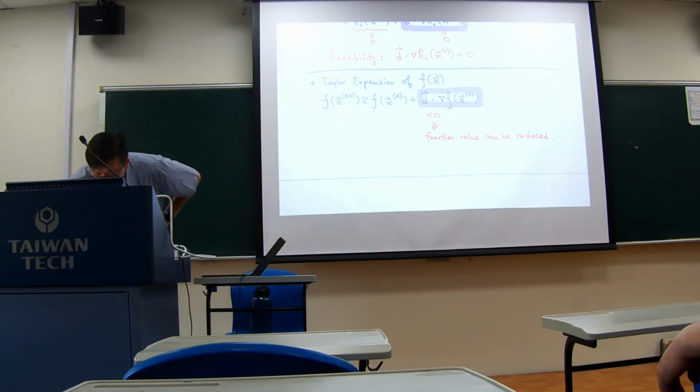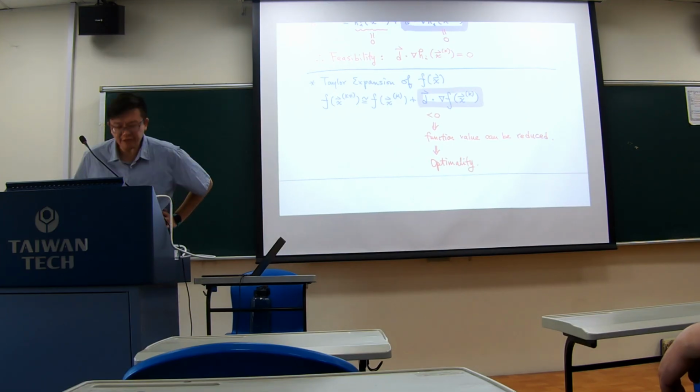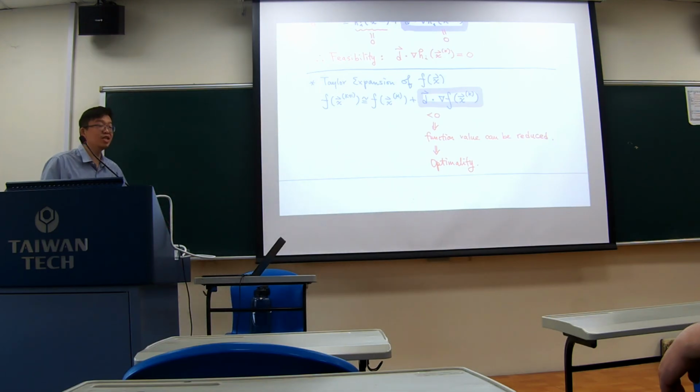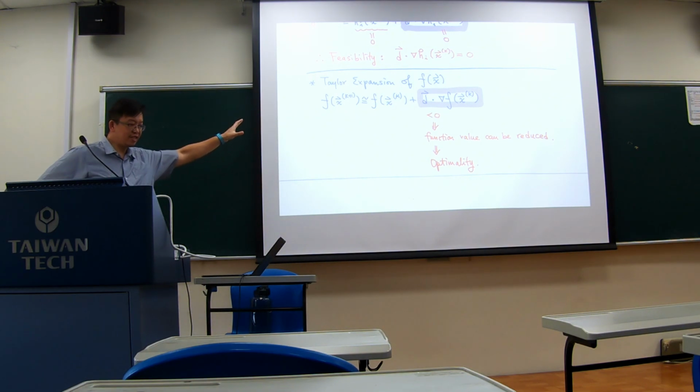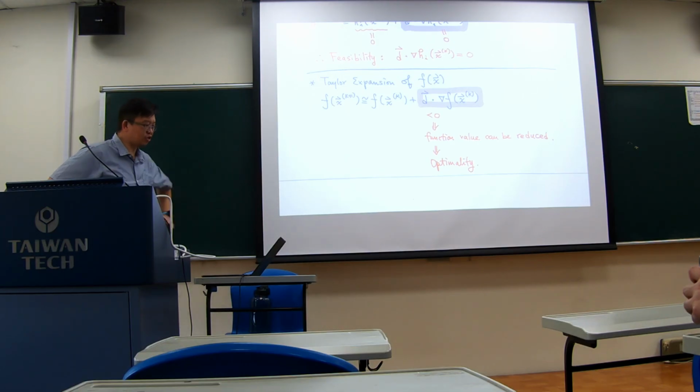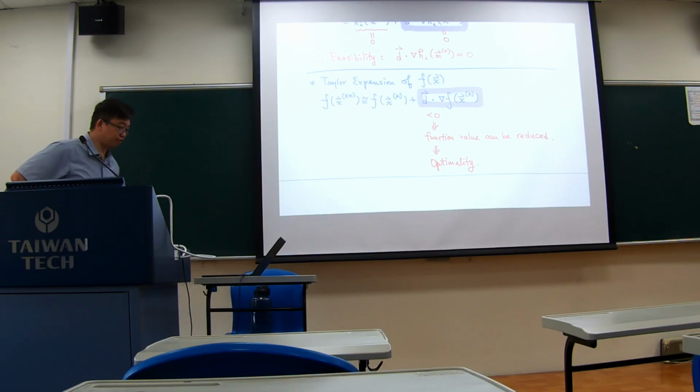So we call this optimality. Okay? So you still have the ability to optimize your function. So if this rule stays valid, you can continue to minimize your function value.